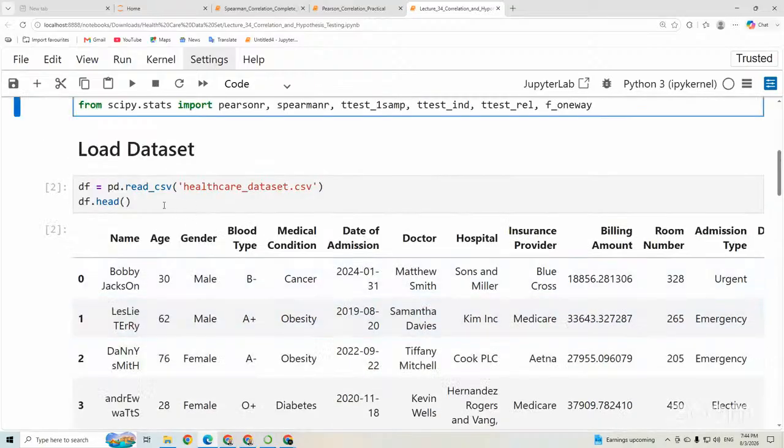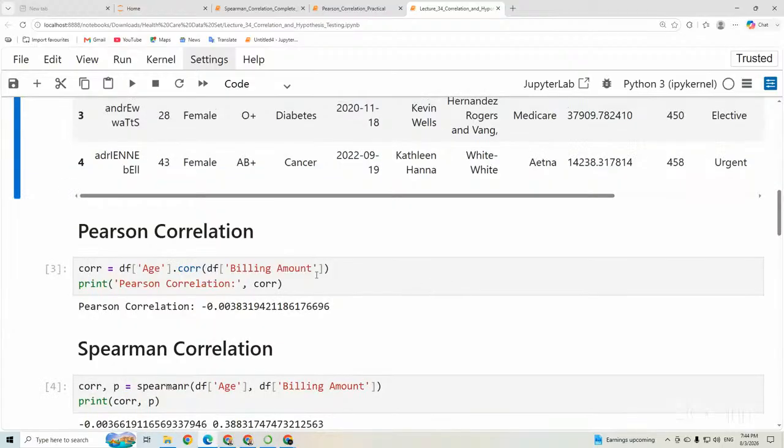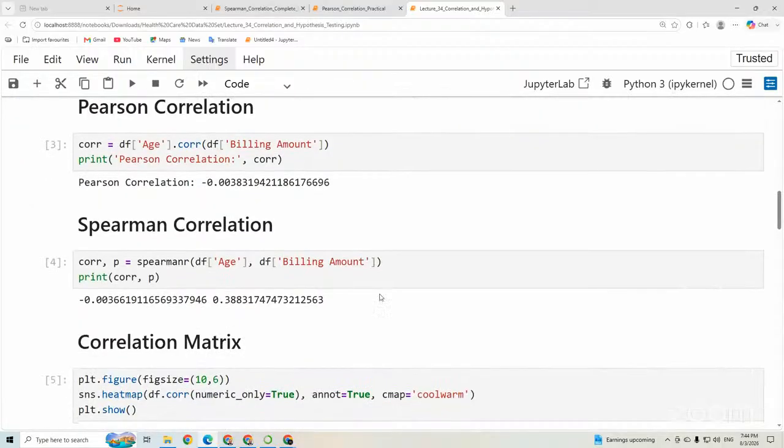You can see when you download the data set, we have this content, and I have already shared this file. So there are two methods for correlation. One is Pearson correlation, and the second is Spearman correlation.